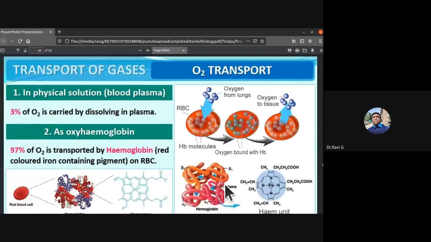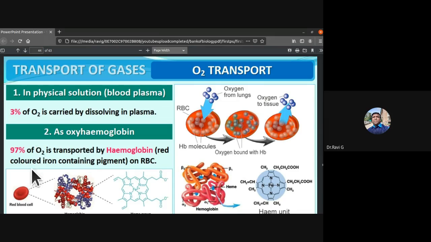For oxygen transport in physical solution, that is in blood plasma, nearly 3% of oxygen is carried by dissolving in plasma. So 3% of the oxygen is carried from the lungs to the tissues through the plasma, dissolved in it. The remaining 97%, the major part of oxygen, is transported by hemoglobin.